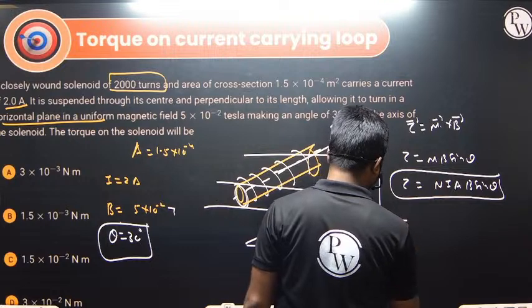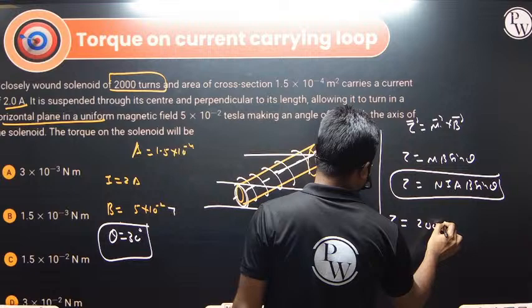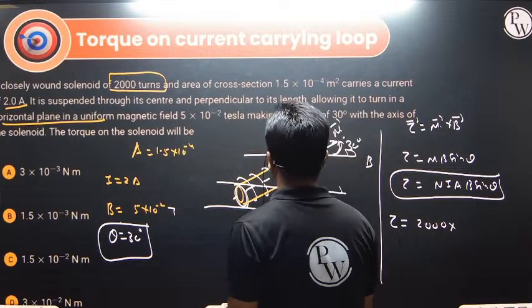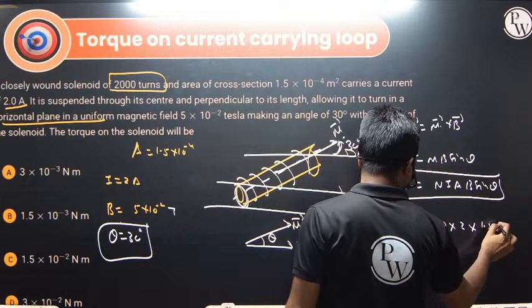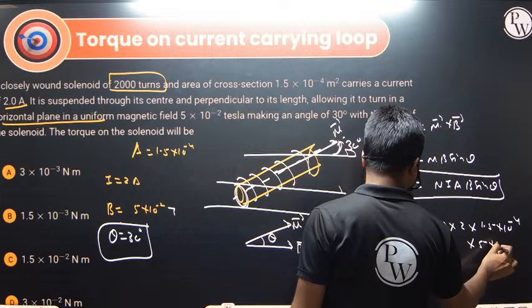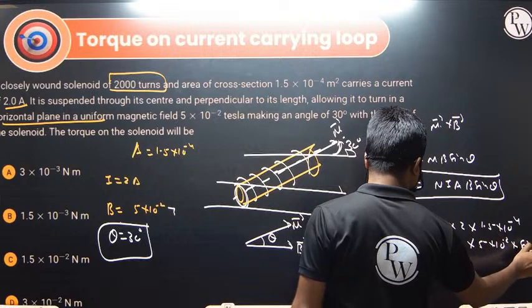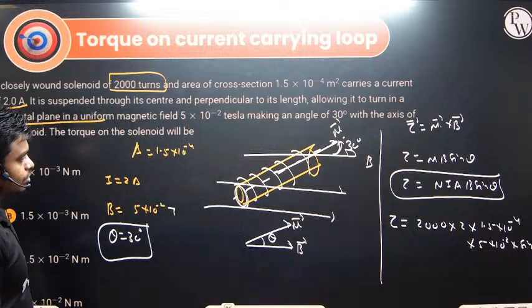So what is the number of turns we have? 2000, multiplied by what is the current? Current value is 2, into what is the area? 1.5 into 10 to the power minus 4, into B value, again 5 into 10 to the power minus 2, into sine theta, sine 30. So solving this, we'll get the answer. Let's check it.